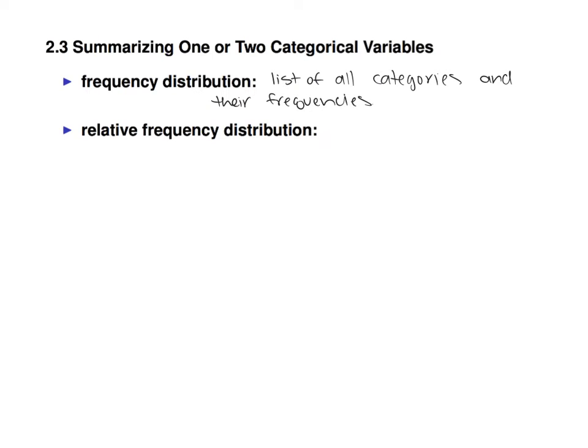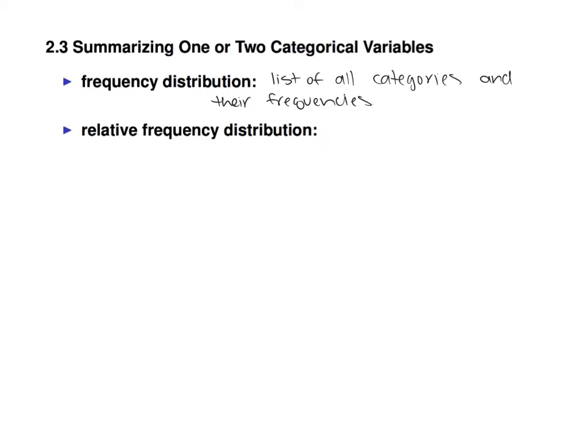So for example, I could take this class and I could say, are you male or female? And I could tally up how many male students we have and how many female students we have. And I could make a graph, a bar graph, and on that graph would be a bar for how many female students and a bar for how many male students. And then the numbers would be how many students.